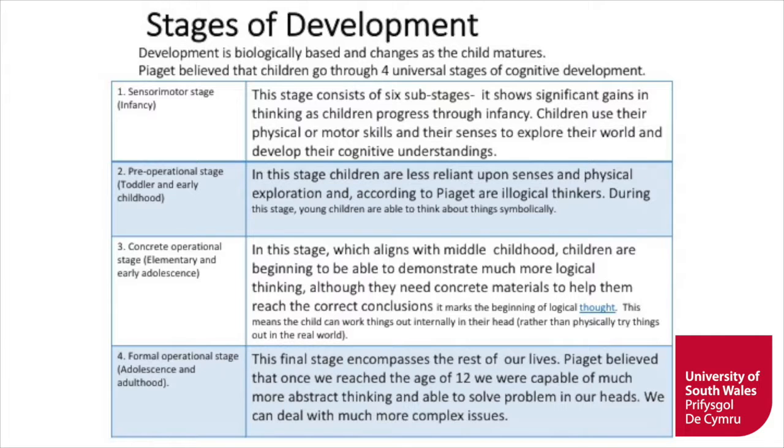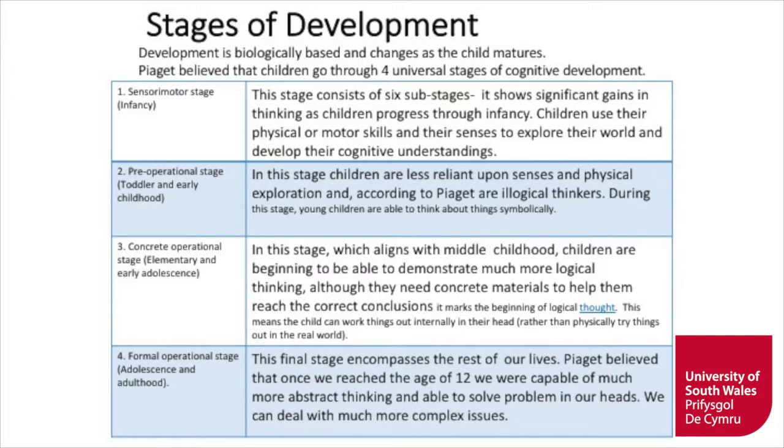Okay, so the second stage is the pre-operational stage. This is in toddler and early childhood. And this is probably the stage that you're going to start to possibly be working in as a coach. The younger little kickers, 3, 4, 5, 6-year-olds. So these are some of the things you may expect to experience within this stage. In this stage, children are less reliant on senses and physical exploration, and according to the theory, are illogical thinkers. During this stage, young children are able to think about things symbolically, so they're starting to think for themselves a little bit and take some of the experiences they've explored themselves, and start to think for themselves slightly.